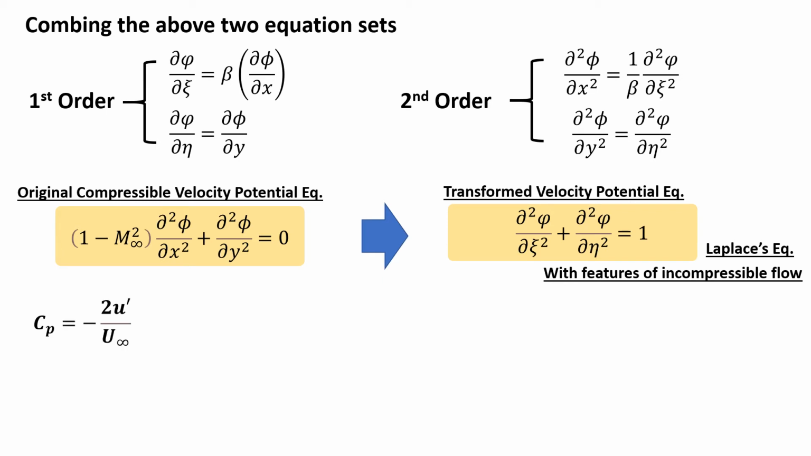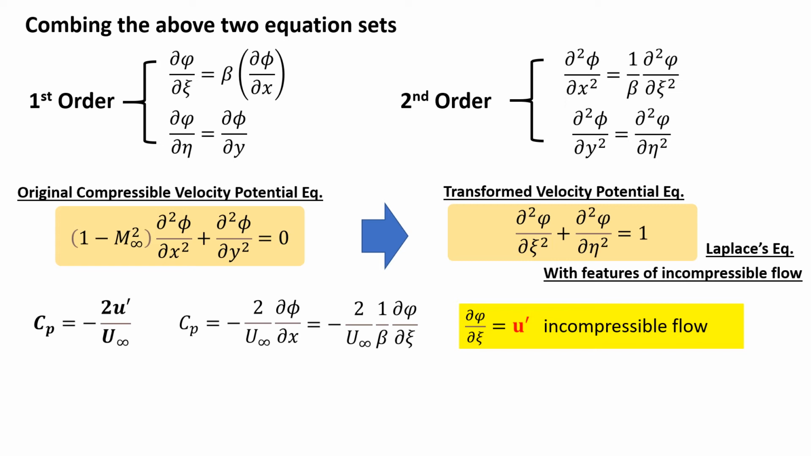And so let's see how to move forward. We have the velocity potential, right? The pressure coefficient. And since the velocity perturbation u prime is defined by partial phi, partial x, we just replace the u prime. And also we know in the new coordinate system, which is xi, eta, we have this relation. We can replace partial big phi, partial x by 1 over beta times partial small phi, partial xi. So we have this relation.